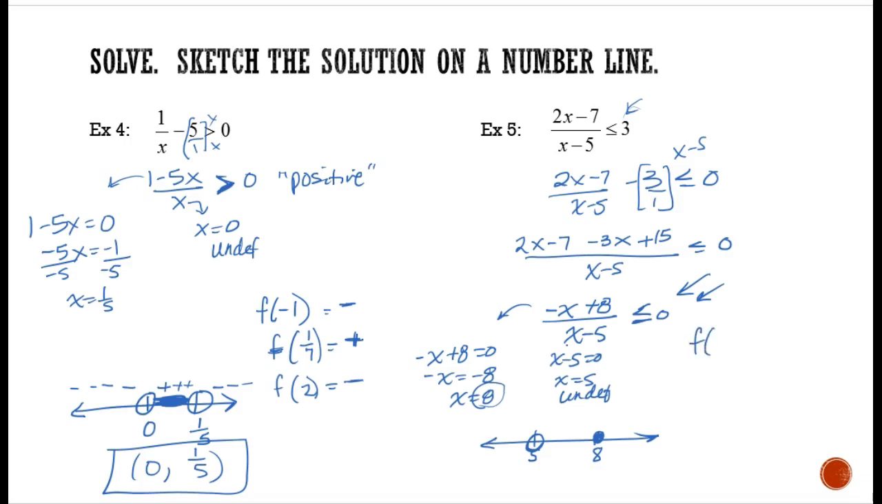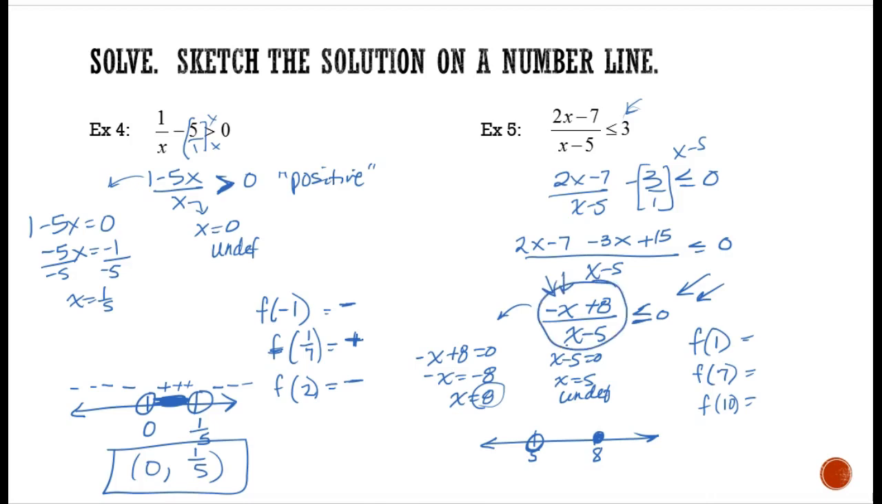Okay, find a number over here to the left of 5. You can pick something like 1. Between 5 and 8 would be a 7. You could pick 6. It doesn't matter. And then something to the right of 8, pick a 10. Doesn't matter. We're going to go back to our calculator and put in this equation right here.